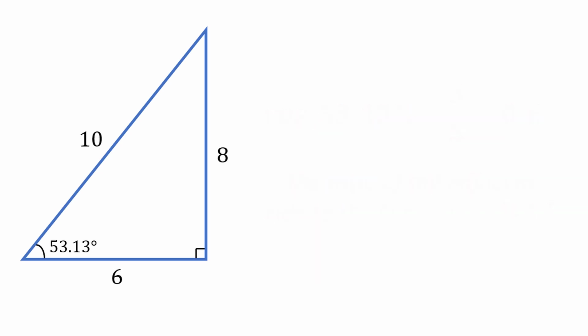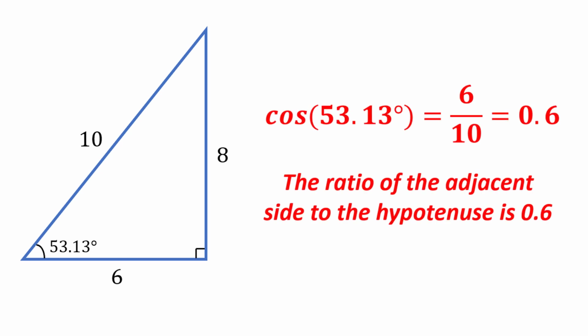Here is another triangle that also has a ratio of the adjacent to the hypotenuse of 0.6. 6 divided by 10 is 0.6. Any right triangle that has an angle of 53.13 degrees will always have a ratio of the adjacent to the hypotenuse side of 0.6, no matter what the side lengths are. Another way to think about this is that if the angle is 53.13 degrees, the adjacent side will be about 60% of the length of the hypotenuse. You should get in the habit of thinking about trigonometric ratios as ratios, and not simply as SOHCAHTOA, as that will really help you later.